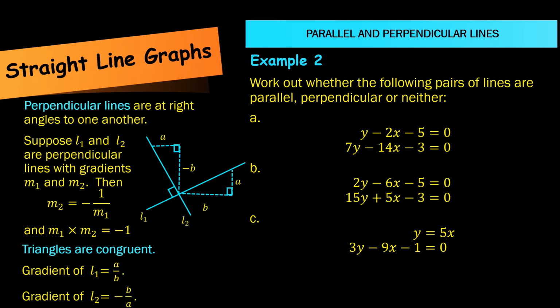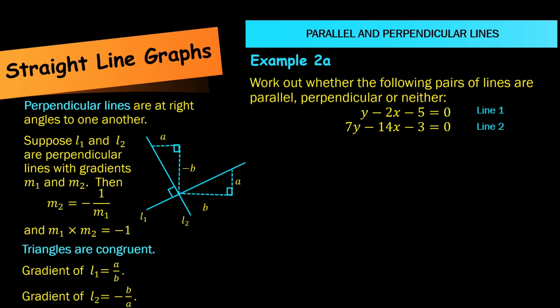Let's take a look at an example. Pause the video and have a go. Press play when you're ready to view the solutions. We will now have a go at example 2a. Work out whether the following pairs of lines are parallel, perpendicular, or neither. y minus 2x minus 5 equals 0 is line 1, and 7y minus 14x minus 3 equals 0 is line 2. So let's solve this.